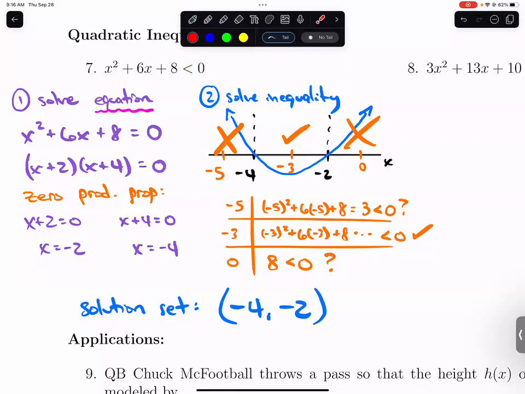Basically nothing, except for this first step. How we actually solved it. Before we were solving an absolute value, so you solve it like an absolute value. Now it's a quadratic, so we solve it like a quadratic. That's the only thing, though. This part, we're doing the same thing, right?